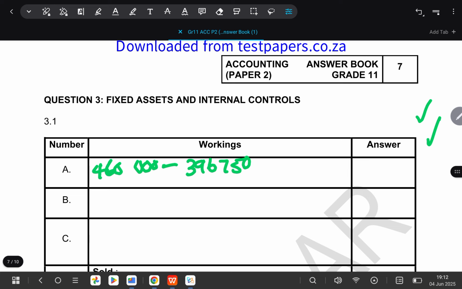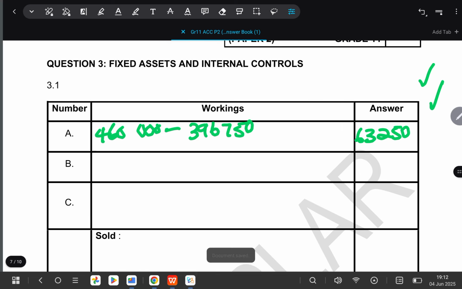So to do that calculation, we are going to say 460,000 minus 396,750. It is giving us 63,250. So we'll have that 63,250 as our carrying value. Then after that we move to the next question.